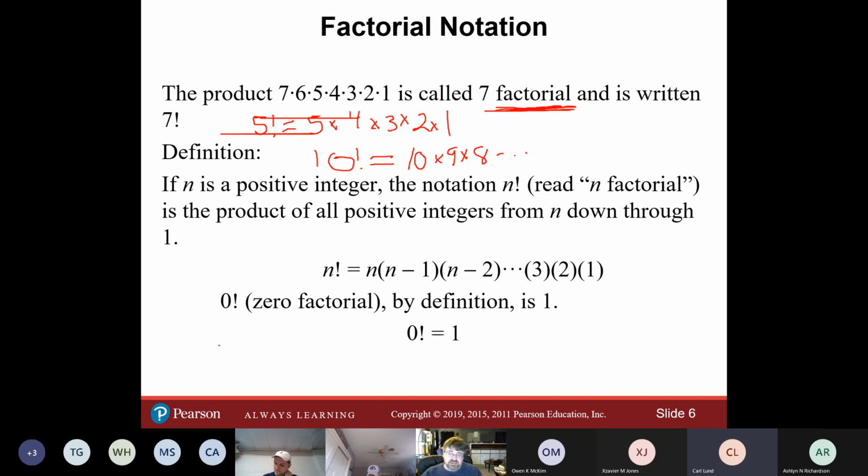Be aware that for any positive integer, that number followed by an exclamation point is the number times each smaller integer down to and including 1. So 4 factorial is 4 times 3 times 2 times 1, which is 24. 3 factorial is 3 times 2 times 1, which is 6. And so on. Your calculator should have a factorial key on it.